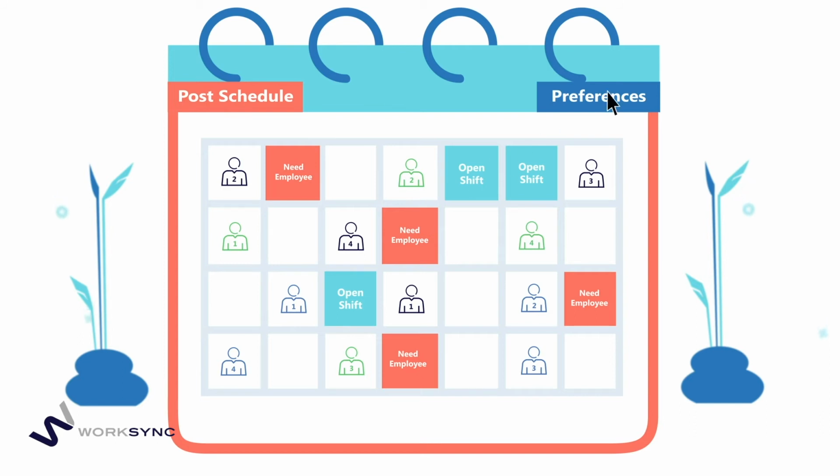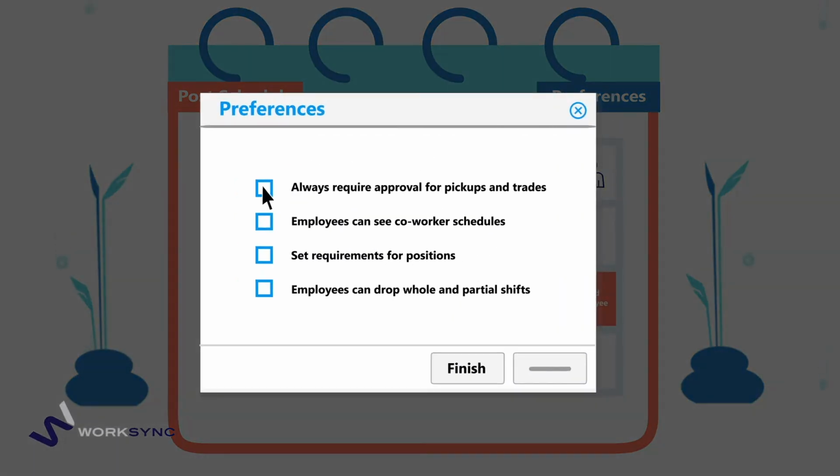Set rules in advance. Are shift trades and pickups automatically approved, or do they require approval? Can employees see coworkers' schedules? Are there specific requirements for shifts and positions? Can employees drop whole or partial shifts? Create these parameters based on your needs.